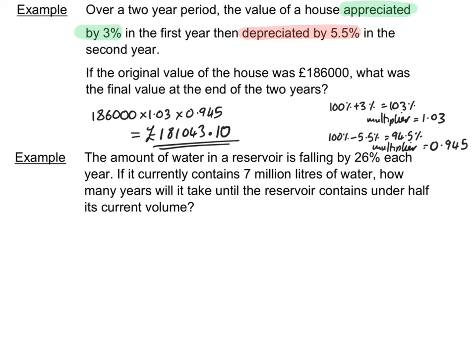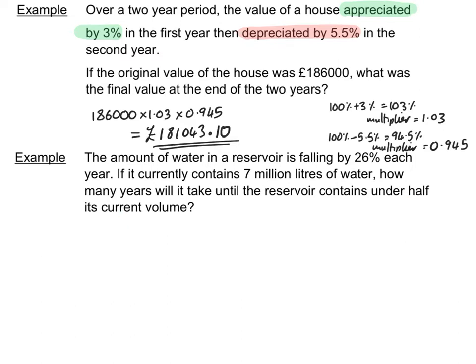Okay, this last example is different again in that it gives you the percentage and it tells you the amount is falling by 26%, so going down by 26% each year. It tells you the current amount in the reservoir. However, it doesn't tell you how many years this will take. That's the actual question. The question is saying how many years will it take until the reservoir contains under half its current volume. So the first thing we need to do is work out what our target number is.